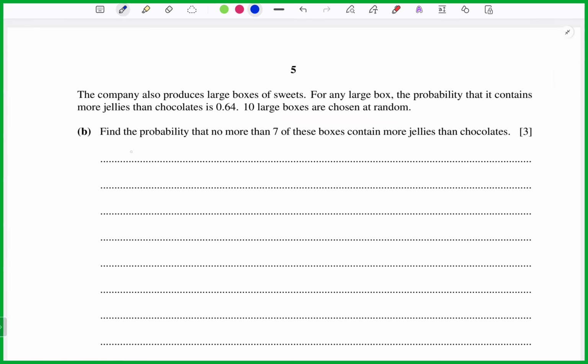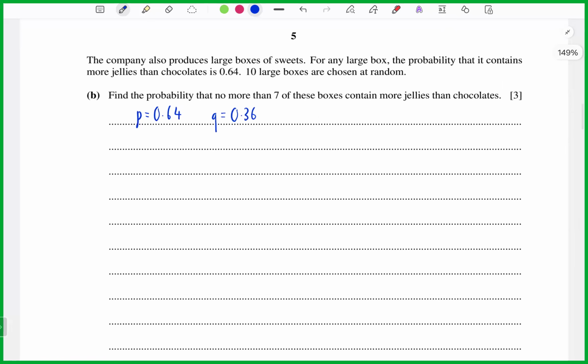Okay, so what does that mean? P means 0.64. This is for a large box, right? More jellies than chocolates. Q is 1 minus 0.64, you will get 0.36, for no more jellies than chocolates. And now we look at the question. The question says no more than 7 boxes with more jellies than chocolates. It means you should take x less than or equal to 7.